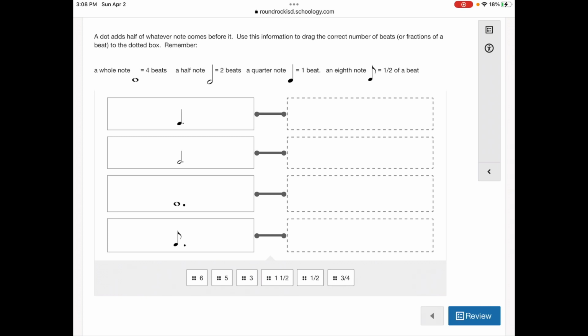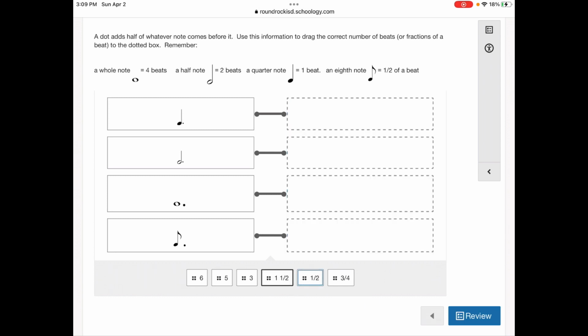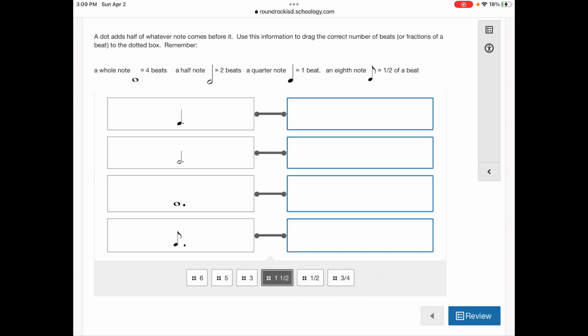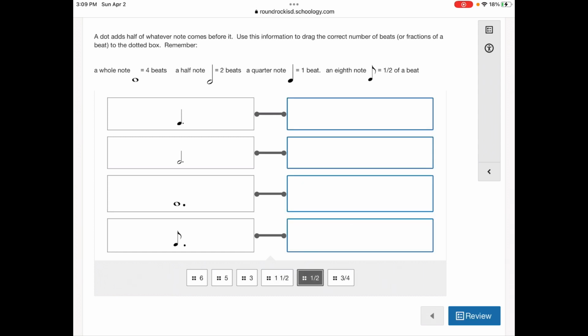I'm not going to do any of these, but I will remind you that it would be so cool if you could just touch it and then touch the box you want it to go in. By the way, look at that one and then look at that one. There's 1.5 and then there's just 1/2. Make sure you know which one you're choosing.